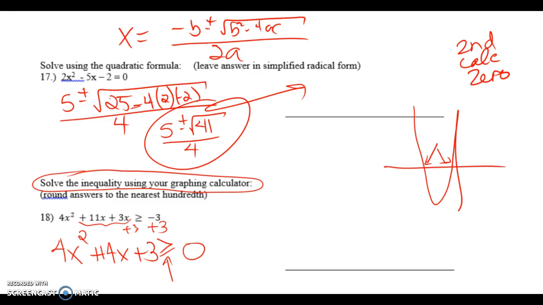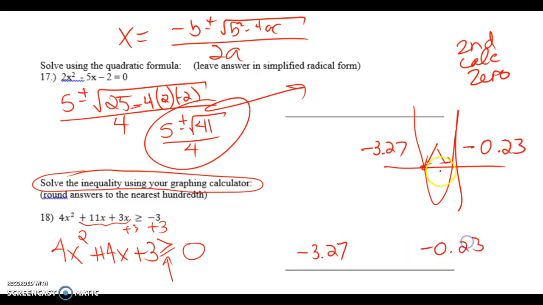All right, we have to do left bound, right bound, guess. And the first one is negative 0.23. And over here, let's find this one, second trace 0. Coming all the way over, because I gotta get to the left of it, left bound, right bound, guess. This is negative 3.27. So these are part of our inequalities, right?